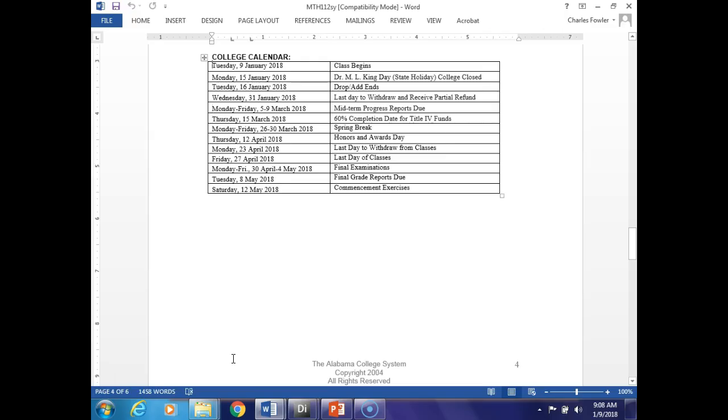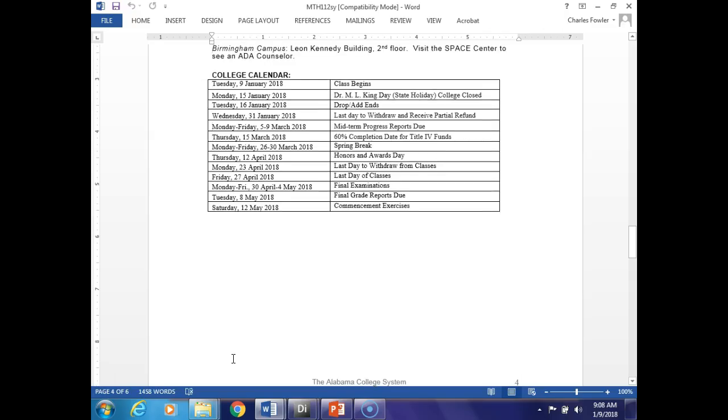I think that was the bottom of that page, but let me make sure. Yeah. All right, here is approximately the college calendar. Now, this comes straight off the academic calendar on the website. I left off a few things, but the major things. Classes begin today. Next Monday, no classes.